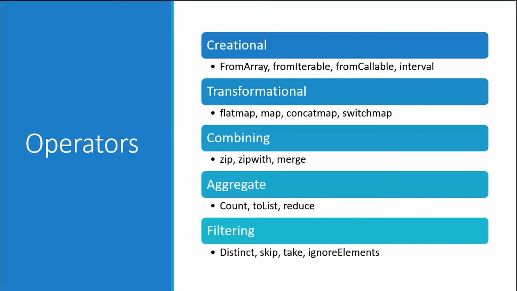If we want to reduce, we have reduce. And finally, we have filtering operators. If we want to take only distinct emitted items, we can use distinct. If we want to skip a number of emitted items, we can use skip. Or if we want only one or two elements, we can use take, like that.